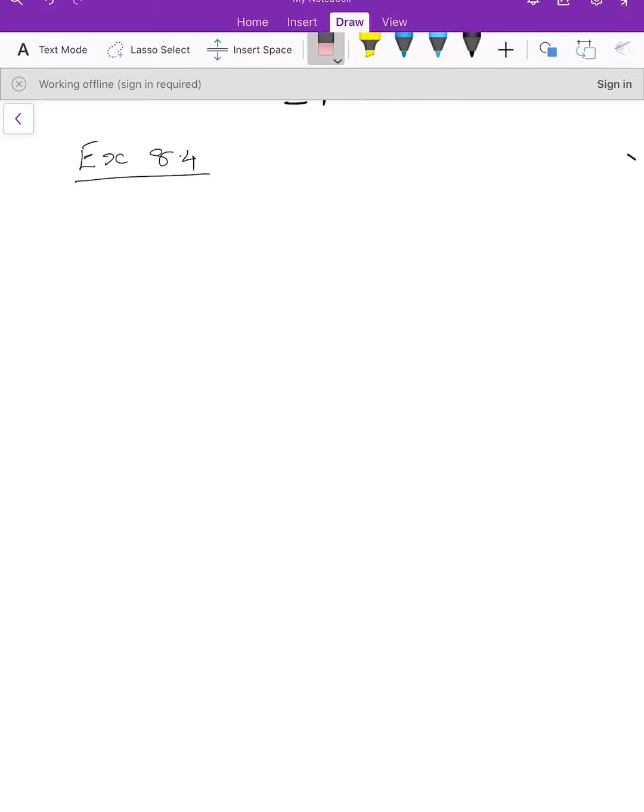Today we are going to see the fourth sum from exercise 8.4. The fourth sum is to choose the correct answer.